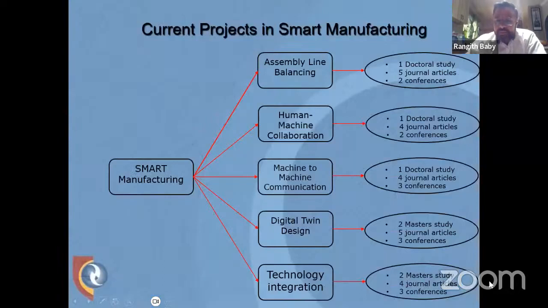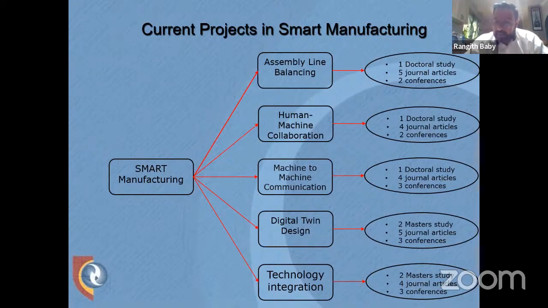Right. So where are we standing at the moment? We started off by looking at smart manufacturing, angling in on the SDG 9 goal. And at the moment, we have 5 branches that we are using for our study. So the first is what I was focusing on, that is assembly line balancing and optimization. I completed my doctorate in that topic or niche area.